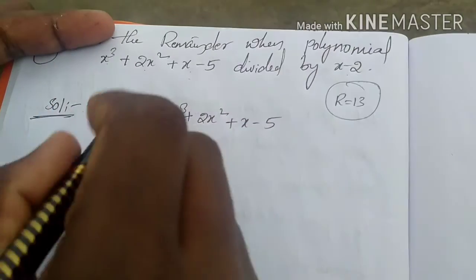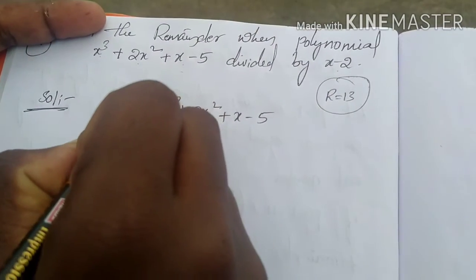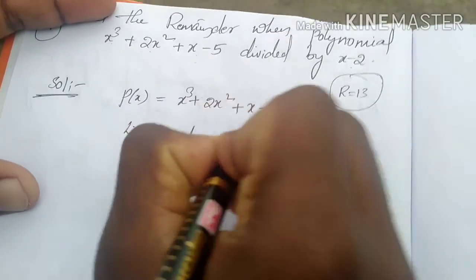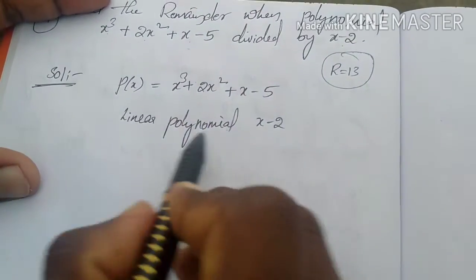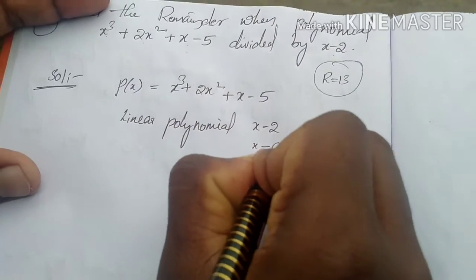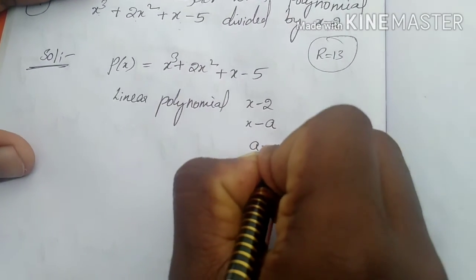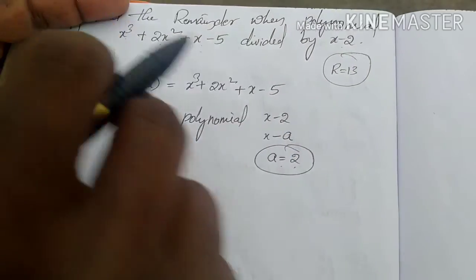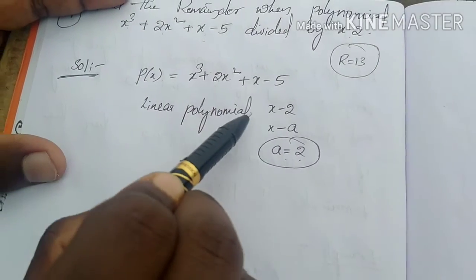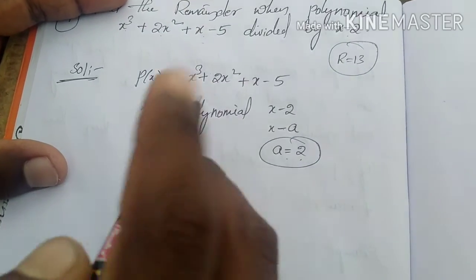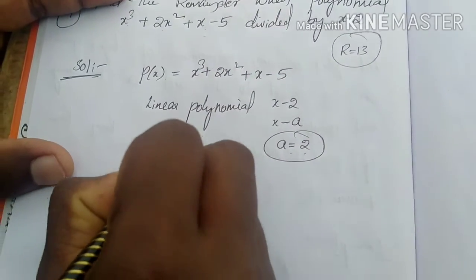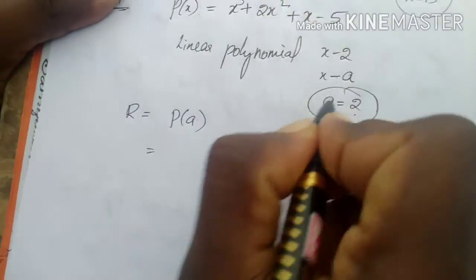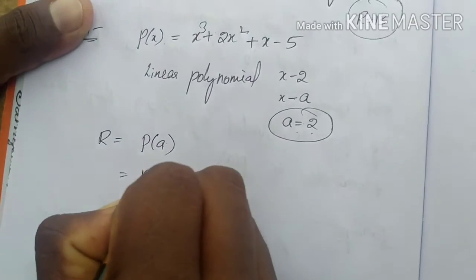When it is divided by x minus 2, that is the linear polynomial. This is compared with x minus a. What is the value of a? 2. So the remainder theorem says that when a polynomial is divided by a linear polynomial x minus a, the remainder is p of a. What is the value of a? 2. In place of a, substitute 2.